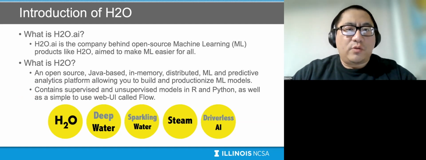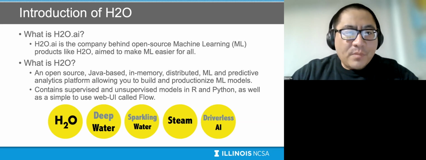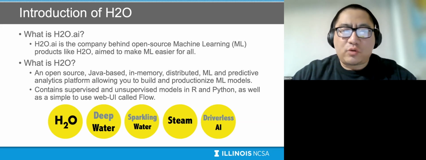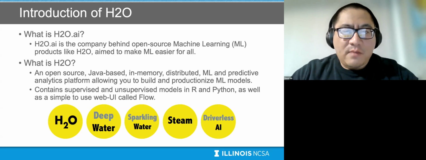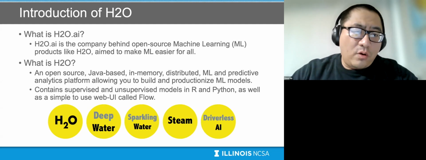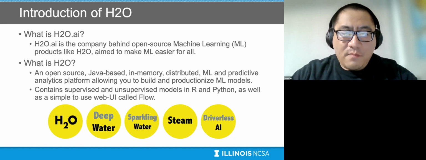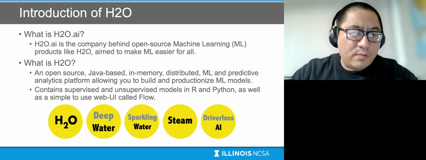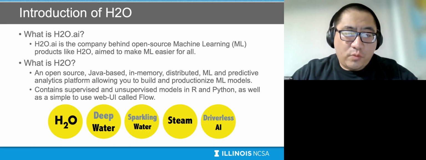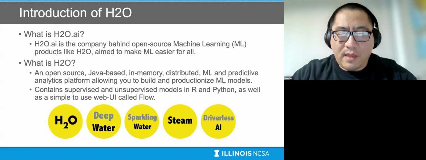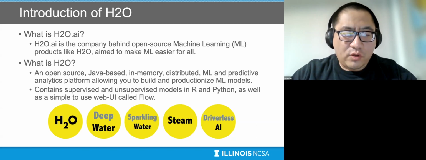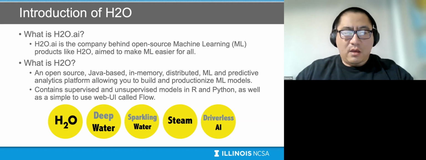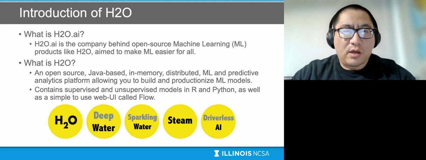Today, the software we want to introduce is called H2O AI. H2O AI is the company behind open source machine learning products like H2O, aimed at making machine learning easier for all users. H2O is an open source, Java-based, in-memory, distributed machine learning and predictive analysis platform that allows you to build and productionize your machine learning model, which contains supervised and unsupervised models in both R and Python, as well as a simple to use web UI called Flow. Today, we will mainly use this H2O AI Flow.